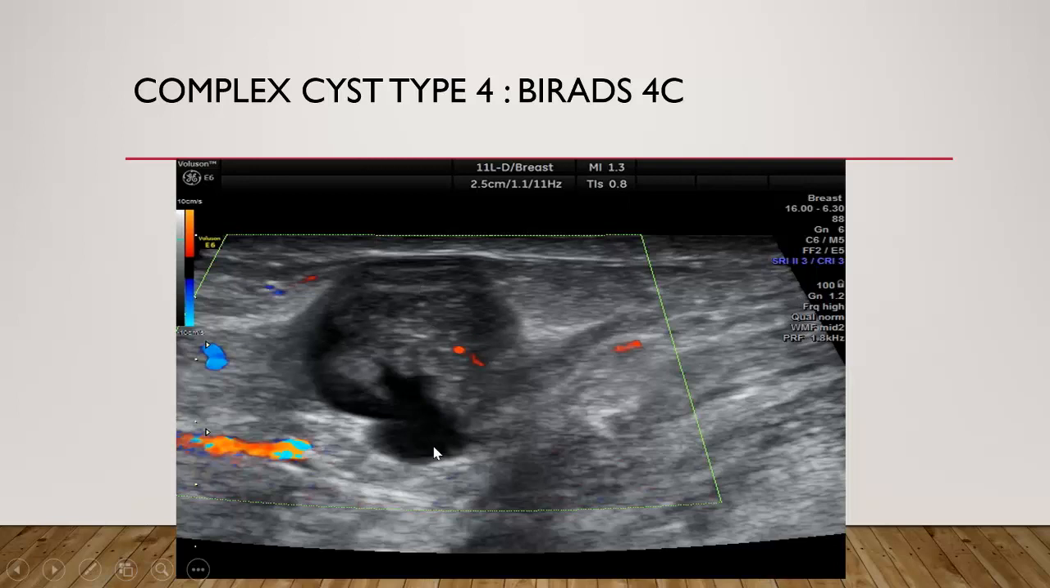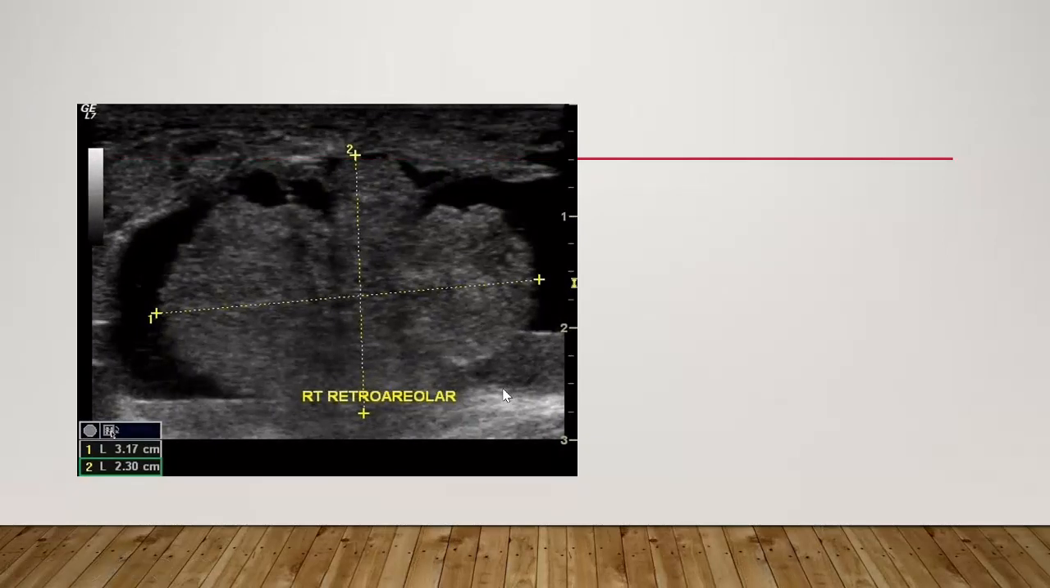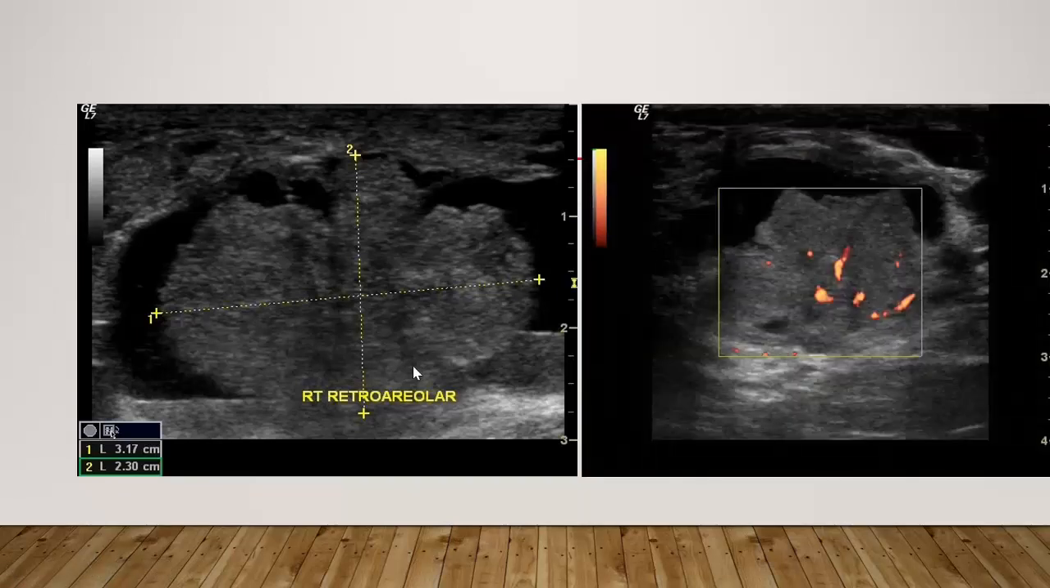Here also, this is type 4 complex cyst because the solid component is more than 50%. And here we can see nicely there is intraductal extension towards the nipple. There was intraductal extension towards the nipple, so this is highly suspicious. This is PI-RADS 4C. Another case, a cyst with complex solid component more than 50%, so it is a complex cyst type 4 and high vascularity on Doppler, so it is PI-RADS 4 biopsy.